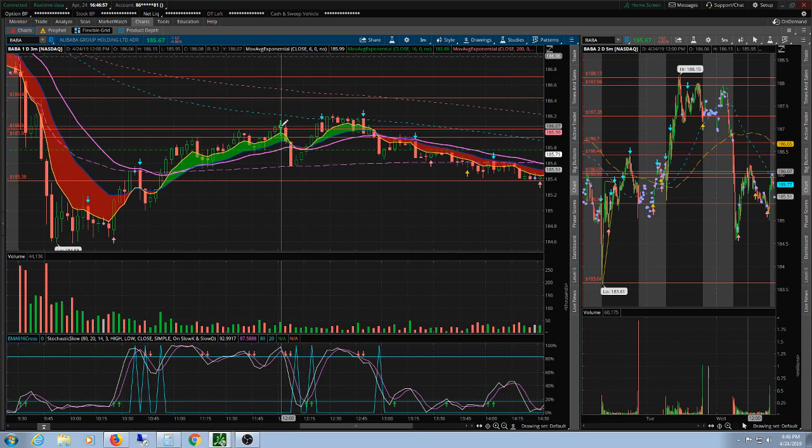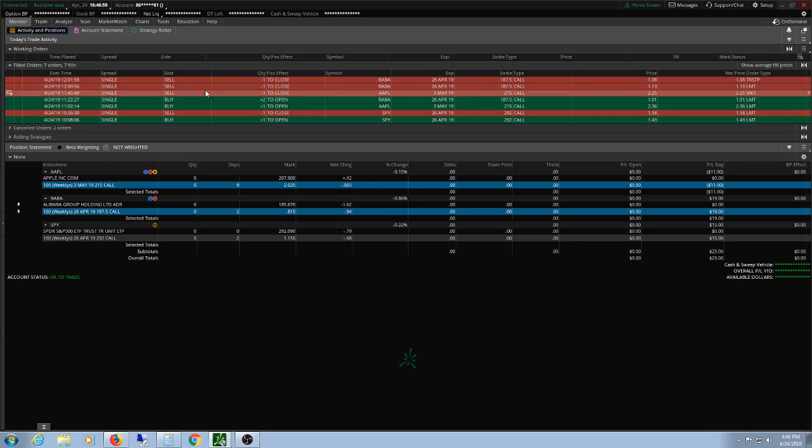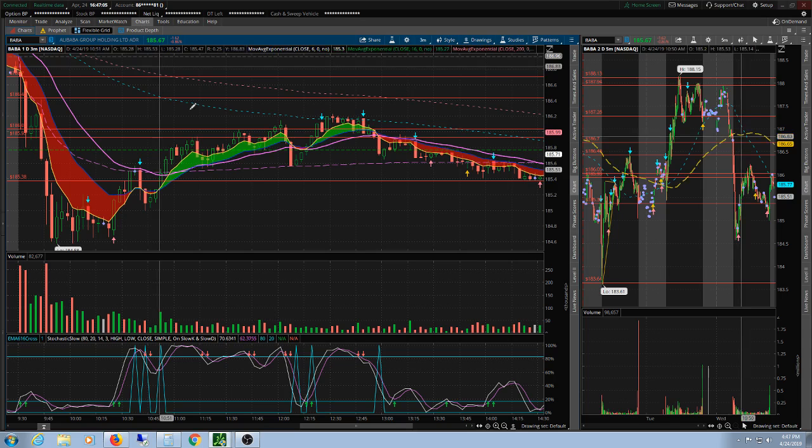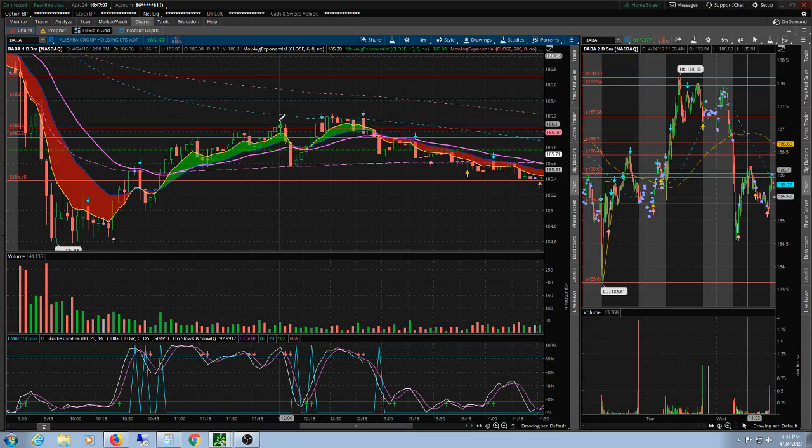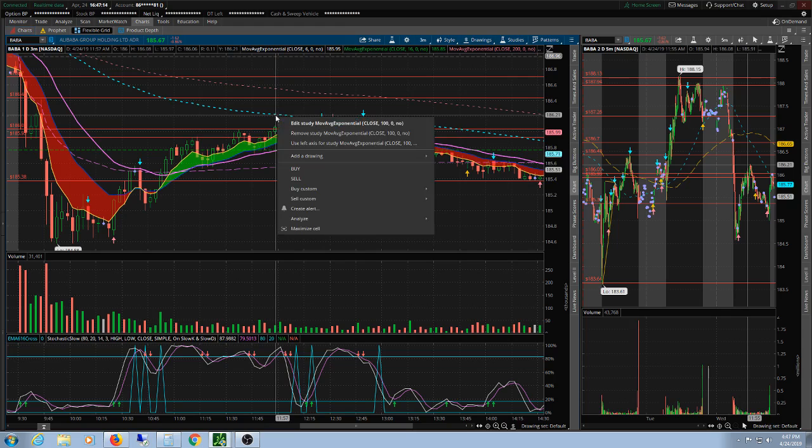Got out at, what I say, 12:00 and 12:01. Basically 12:01 and 12:02 were my exits. So I got out, both of them at this candle. The reason I got out, we were coming up to this 100 simple moving average here.